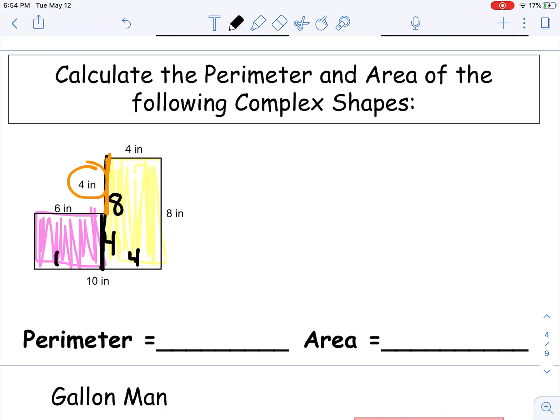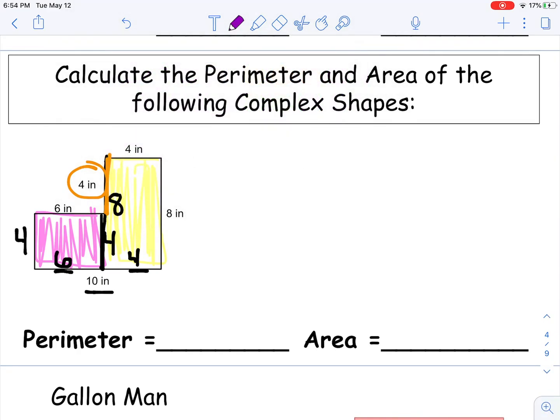If I look at my pink rectangle now, I know this bottom part has to be 6. And if we notice, this 6 plus this 4, what does that equal? 6 plus 4 is 10, so we're good. We know that we have the exact measurements. And then we know if this side of the pink rectangle is 4, we know this side has to be 4. Good strategy when you're doing complex shapes. Split them. Get all of the measurements before you start to do any computation, before you do perimeter and area.